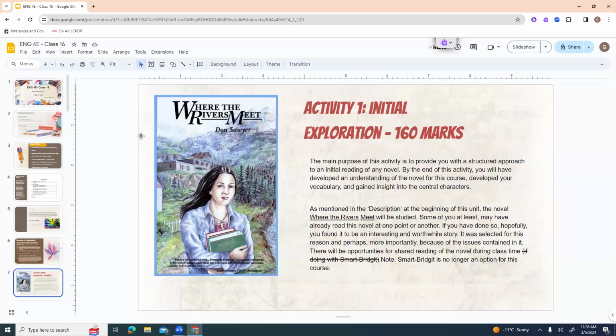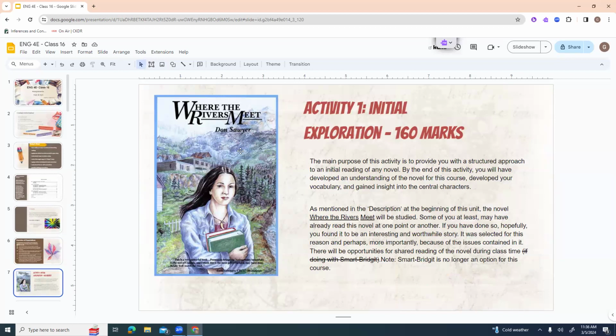Okay, so you should have hopefully gotten this novel, Where the Rivers Meet. There is also a digital version of it. If for some reason you didn't get it, please let me know and I can send that to you. So this initial exploration is worth 160 marks. There's a lot of marks in this part.